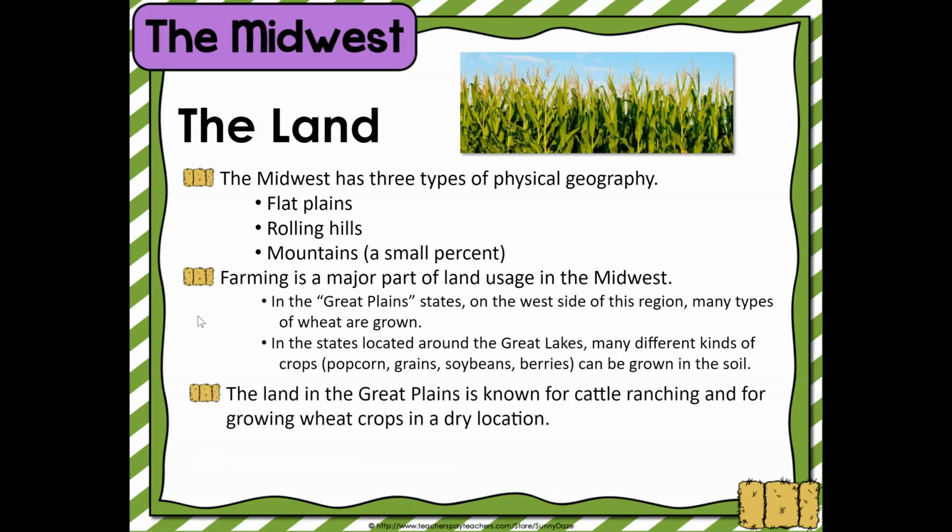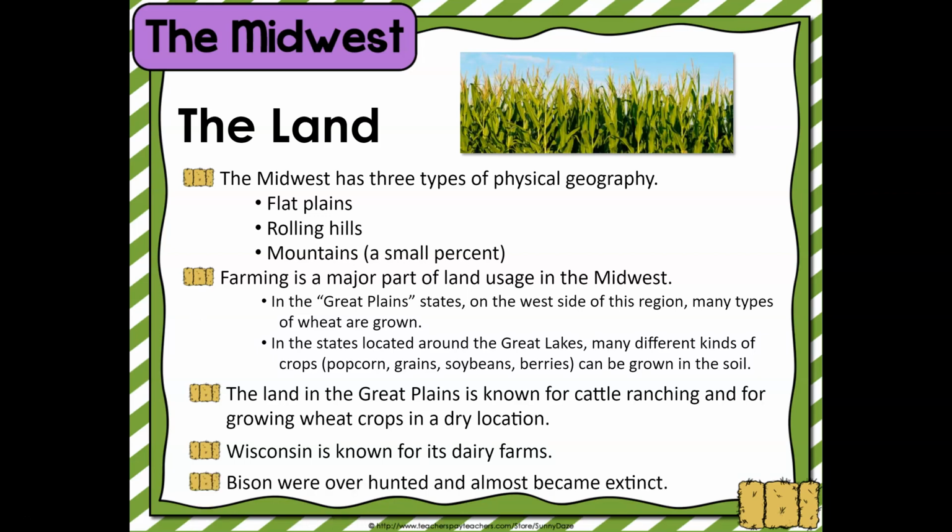The land in the Great Plains is known for cattle ranching and for growing wheat crops in such a dry location. Finally, Wisconsin is even known for its dairy farms. And bison of this land have been overhunted and almost became extinct because of that.